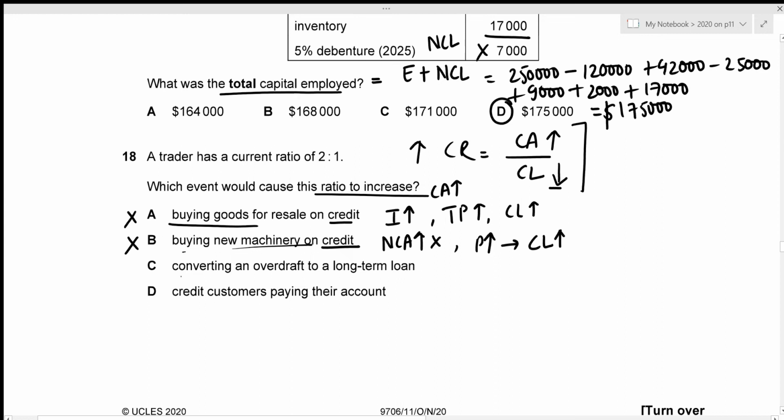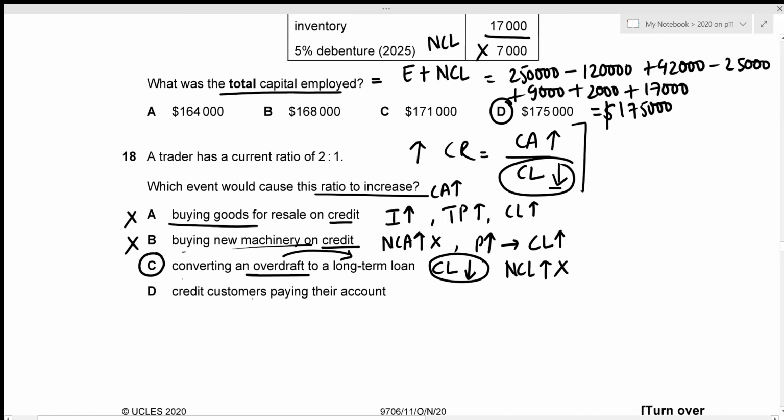Then we have converting an overdraft to a long-term loan. So overdraft is current liabilities, right? So if we convert the overdraft to long-term loan, that just means that we are taking the sum from current liabilities and including it to the non-current liabilities, which would reduce our current liabilities and increase the non-current liabilities. So we're not talking about non-current liabilities here, so we can completely ignore this. But we can see that our current liabilities is being decreased, and that is the condition we require, right? Which means that option C is going to be the correct one. But let's have a look at option D as well.